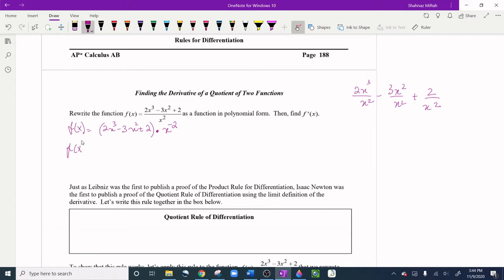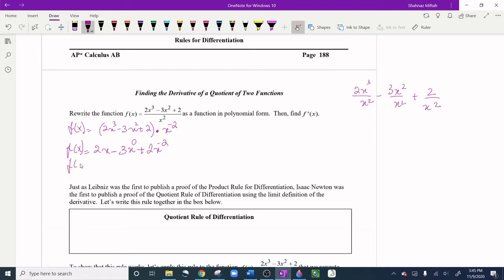So let's distribute. X negative 2 times 2x cubed. So since we have same bases that are multiplying, we add exponents. 3 plus negative 2 is going to give me 2x, 3 minus 2 is going to be 1. So here we go. Then x negative 2 times negative 3, which is negative 3, x squared and negative 2, you subtract, it's going to give me x to the power 0 plus 2x to the power negative 2.